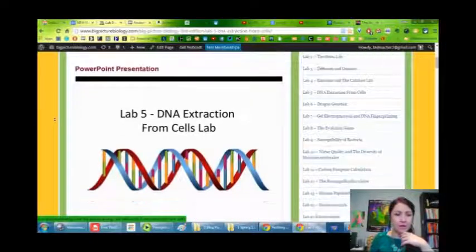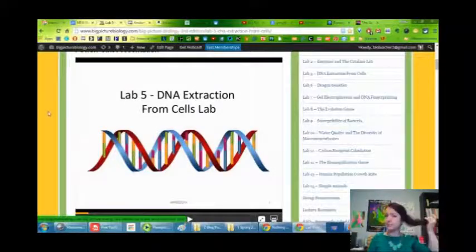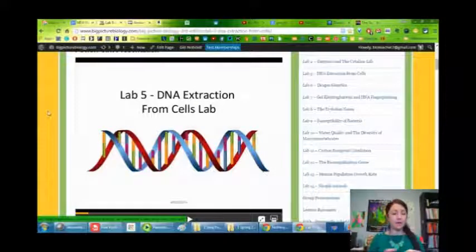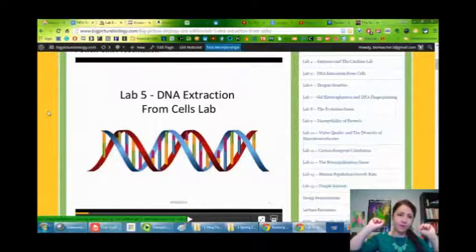But let's go through and talk about DNA extraction from cells. So you can start to see some of the major concepts that we're talking about here in biology. Talk a lot about homeostasis, about things maintaining equilibrium or being balanced. Once things get out of balance in nature, that's when stuff starts to break apart.